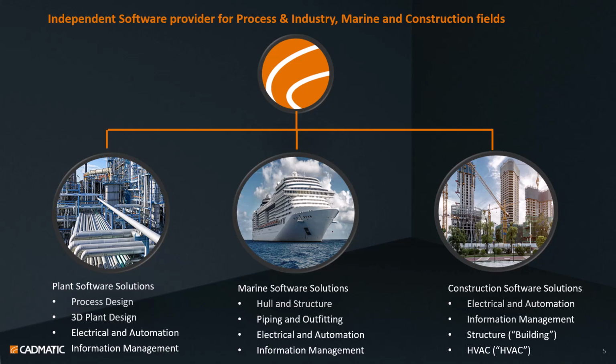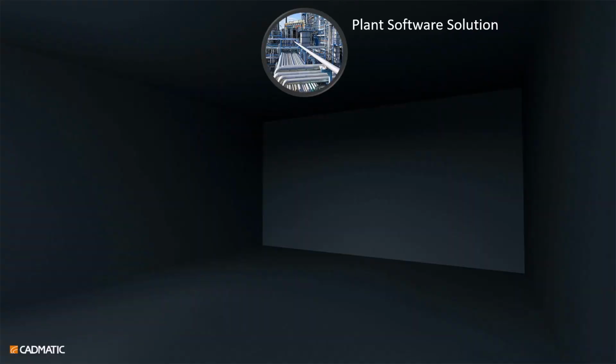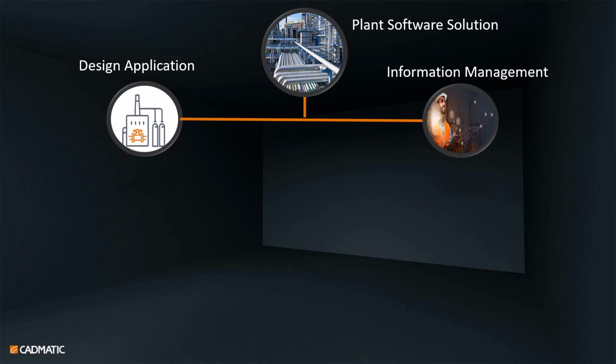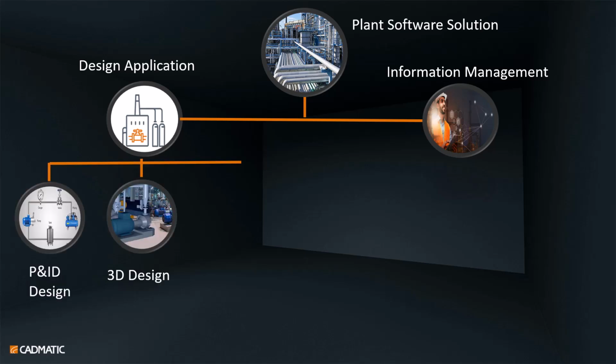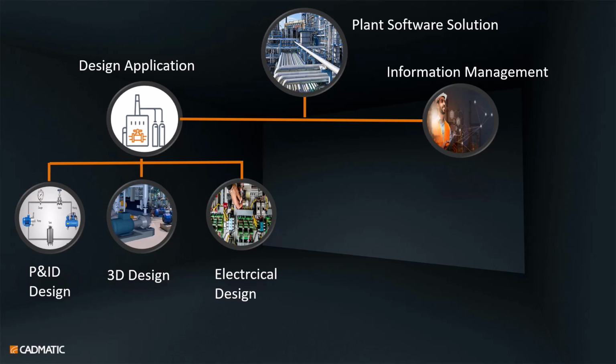In process industry, we have further subdivided it into three verticals: design application, information management and data management. In design application, we have P&ID design, 3D design and modeling and electrical design, wherein you can generate intelligent P&ID, 3D model and extract deliverables like line list, valve list, equipment list, data sheet, BOQ, isometrics, GAs and layouts. In the electrical module, we have design SLD, cable routing, cable trays, automation, ducting, etc.